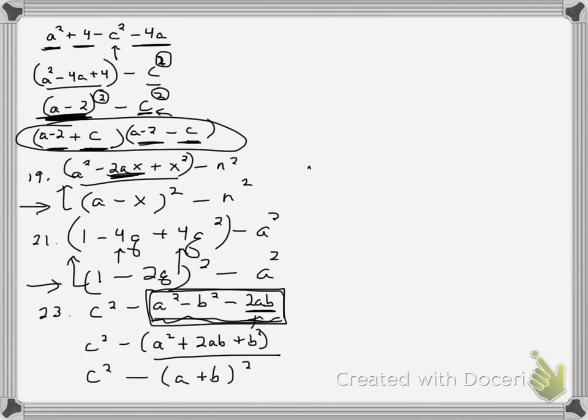This is as complicated as it's going to get. And that would be 2.5. Now let's go on to 2.6.